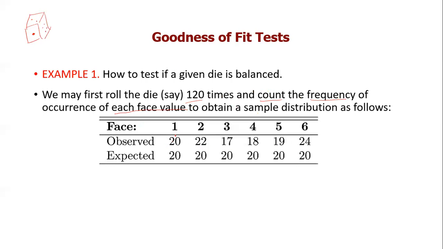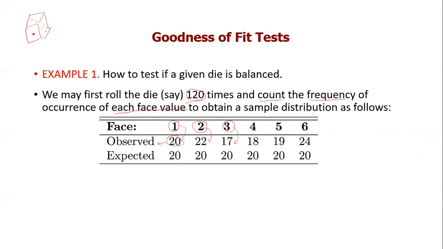So as you see, this is the observed value for one. What does it mean? It means that you throw it 120 times and you observe one in 20 of these experiments. Okay? And you observe two in 22 of these experiments. You observe three in 17 of these experiments, and so on and so forth. Okay? So these are the observed values. The first row is the observed values.